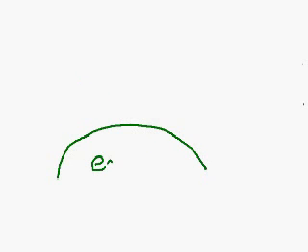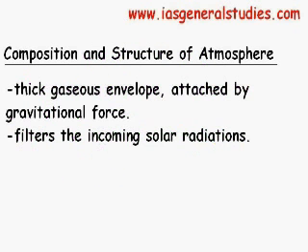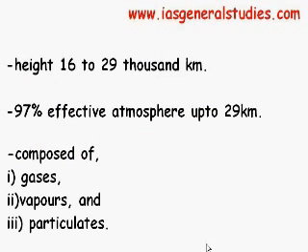So if you have the Earth's surface like this, okay, so this is the Earth, and the atmosphere will be some gaseous layer which is attached towards the Earth surface by the gravitational force, and it filters the incoming solar radiation. The height of the atmosphere is from 16 to 29,000 kilometer, and the very important point here is 97% effective atmosphere is up to 29 kilometer. So make a note, this may be our prelim question.